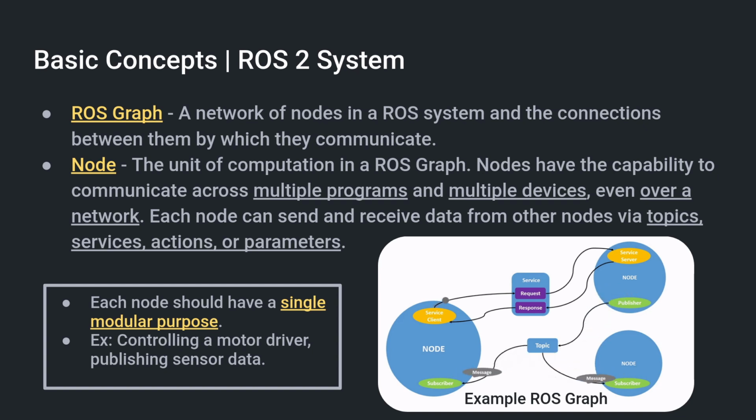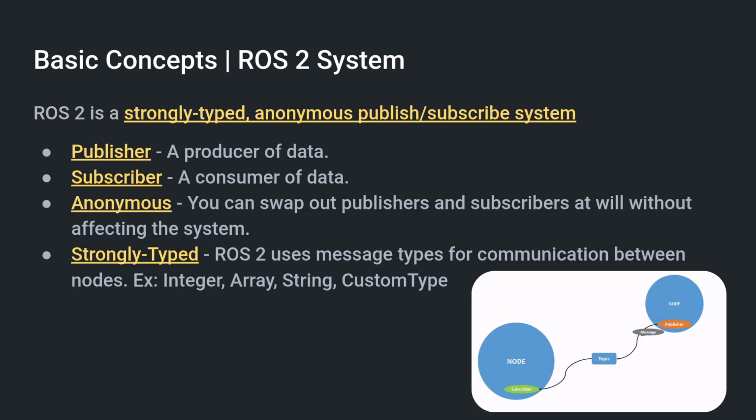In the bottom right here, you can see nodes. These nodes could either be in the same program or separate programs. It could be on the same computer or a separate computer, but they would still be able to communicate to each other. Also make note that each node should have a single modular purpose. For example, one node may be for controlling a motor driver, another node may be for publishing sensor data. And as a whole, this image shows an example of a ROS graph.